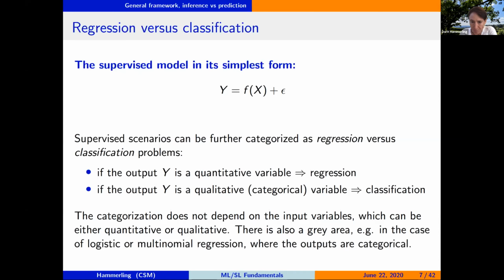In this setting, there's also a bit of a gray area, because, for example, if you think about logistic regression, logistic regression is a modeling framework where the output is binary. So in this case, our output is categorical, but we still call this type of model regression. So it's good to keep in mind that this isn't exactly a black and white line in terms of how these terms are used here.